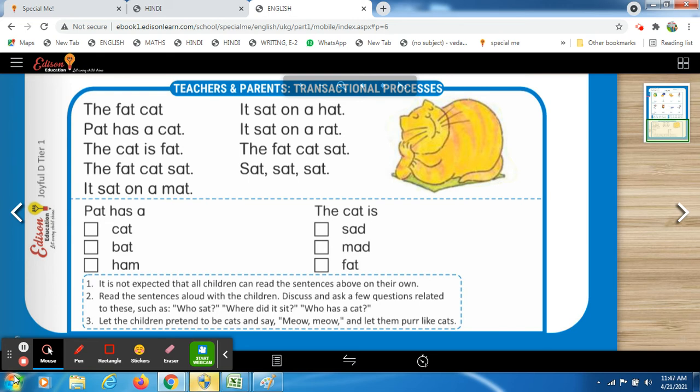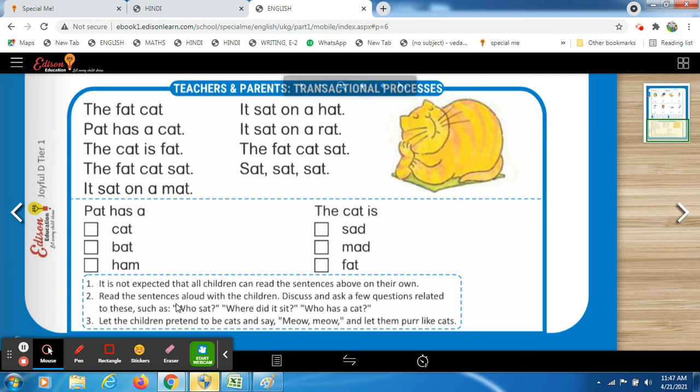Okay, and when you find that the child is giving the right answer, he or she will give you the right answer, so you have to appreciate at that point of time so that their interest develops and they become more motivated towards his or her work. Fine? Okay, after that, let the children pretend to be a cat and say meow, because here in this passage we are talking about a cat. See, there is a picture of a cat.